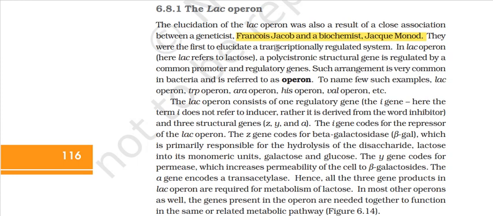ठीक है, एक हमारे पास polycistronic structural gene है, एक promoter region है और regulatory genes है, और ऐसे arrangement को हम operon बोलते हैं. To name few examples, lac operon, trp operon, ara, his, val, etc. Fine, which are there for different substances.